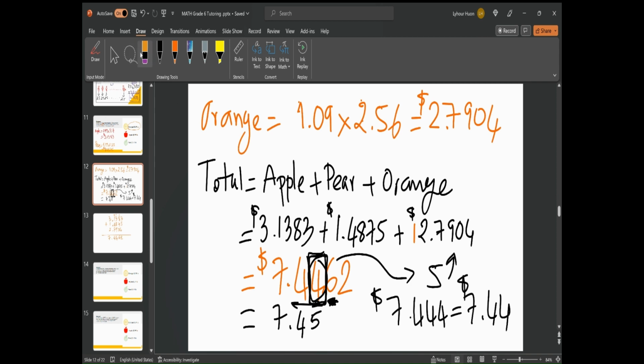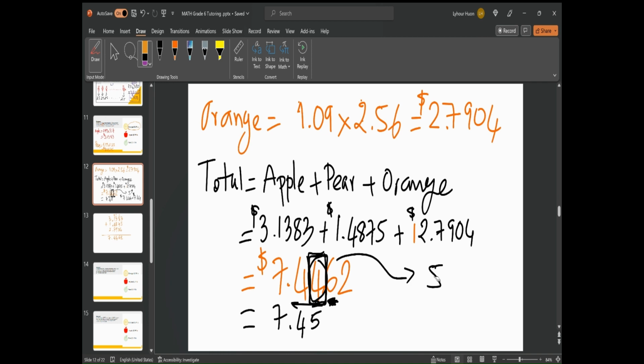It's reasonable, right? If it's greater than 5, okay, you take my money a little bit, that 1 cent. But if it's smaller than 5, that should be me. So I just pay 44. Yeah, that's how they do it. That's quite reasonable. It's fair play. Okay, so the total bill will be $7.45.